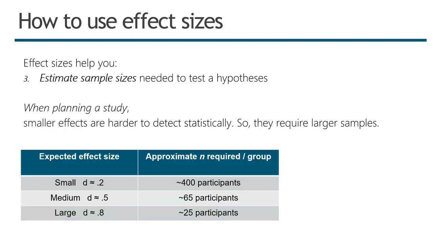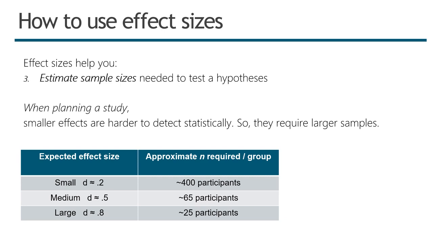Another important use of effect sizes is to help us estimate the sample size that's needed to test a specific hypothesis. When you're planning to perform a study, it's important to recognize that smaller effects are harder to detect statistically, and therefore they're going to require larger sample sizes. If you know that a given study is likely to yield a small effect, you'll need to have approximately 400 participants in each of your groups.